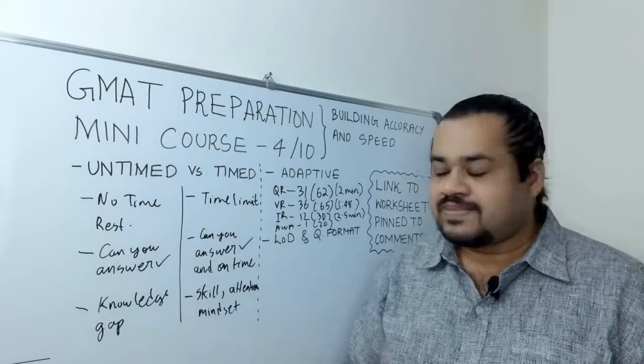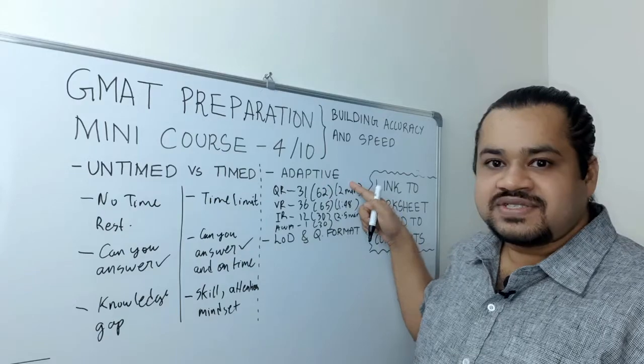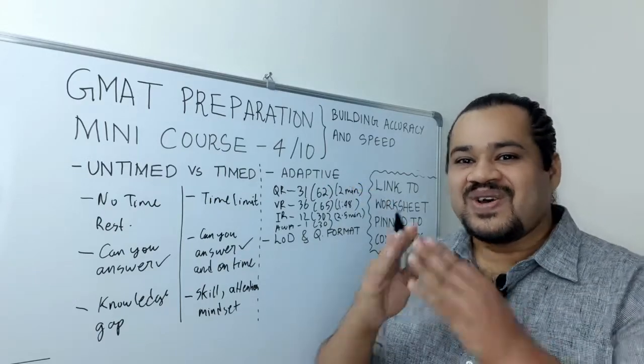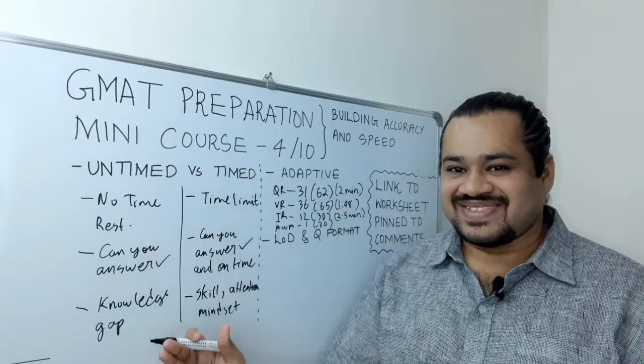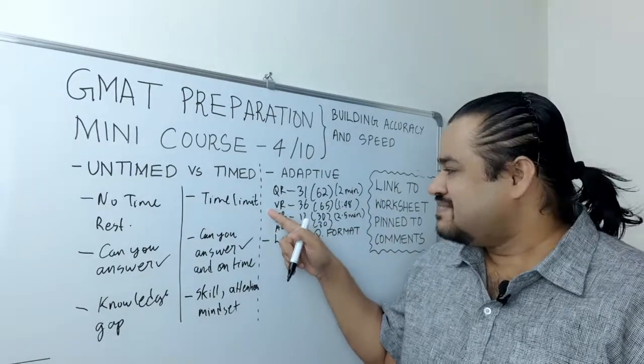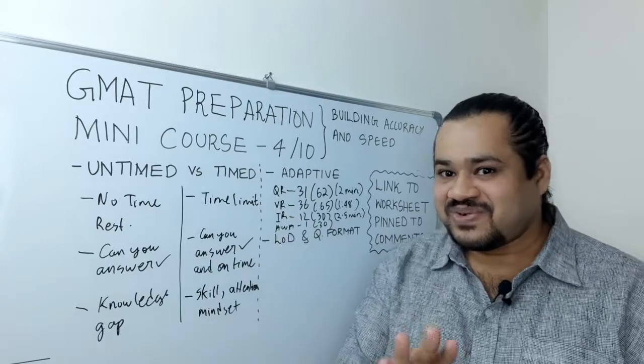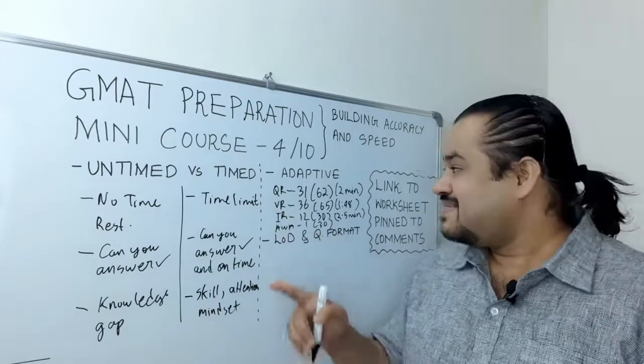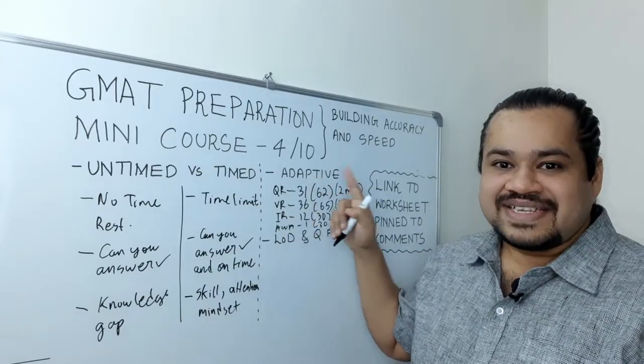Most of the people go by these averages. I can take 2 minutes to solve all the questions in quantitative reasoning. I can take 1 minute 48 seconds to solve all the questions in verbal reasoning. Well, that's not how it works. And it doesn't work that way because GMAT is adaptive.